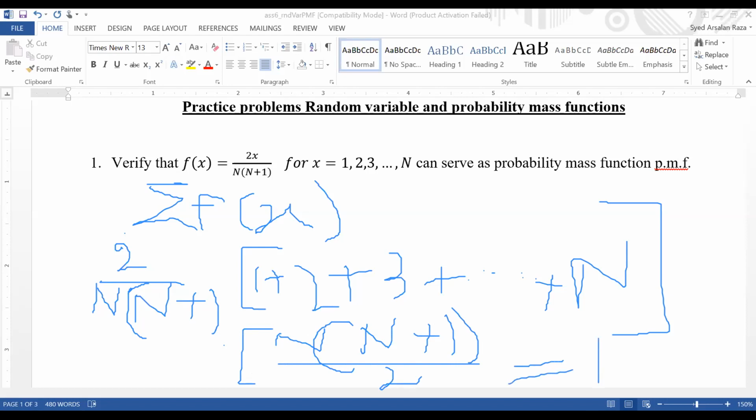So as a result, we have 1, so we can say that it is a probability mass function, because this function is fulfilling all the conditions of a probability mass function.